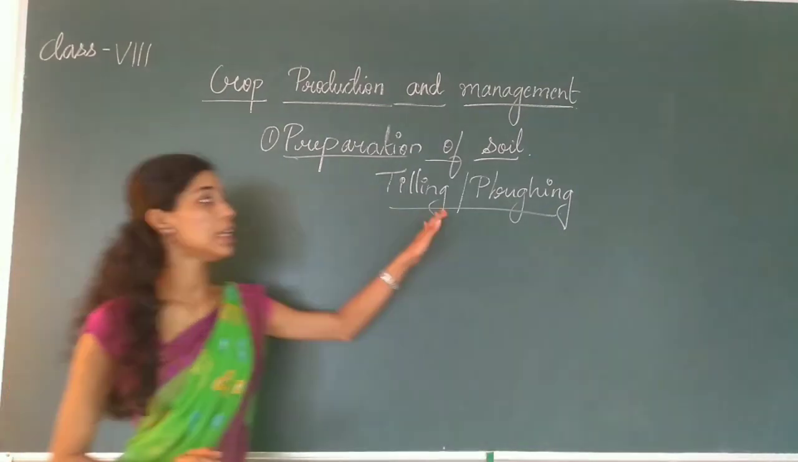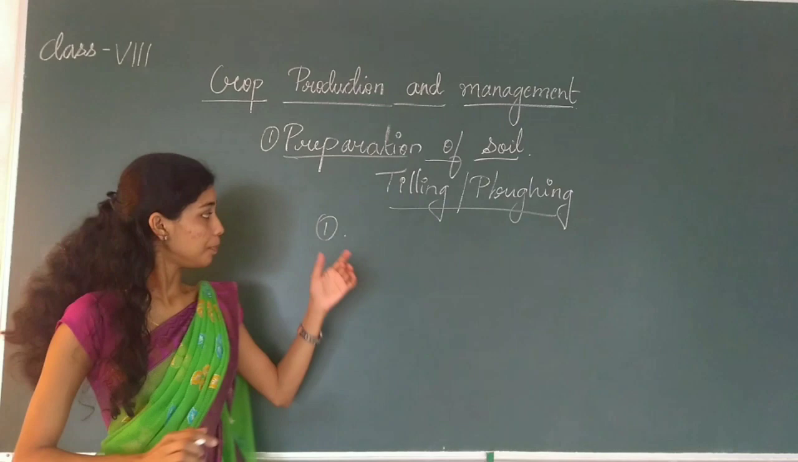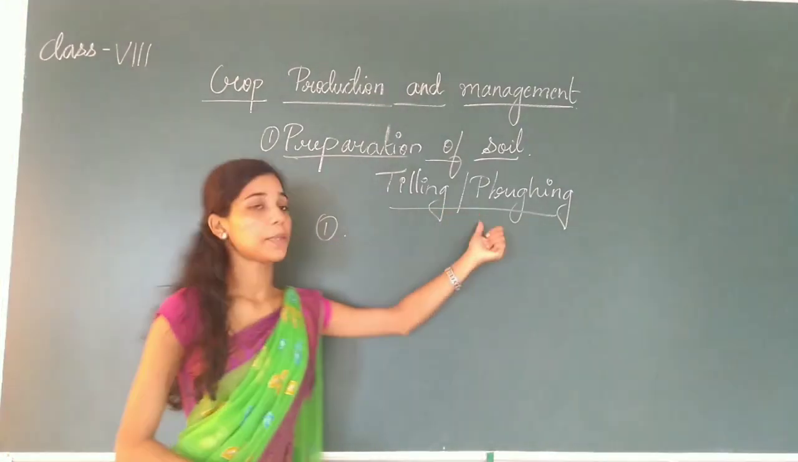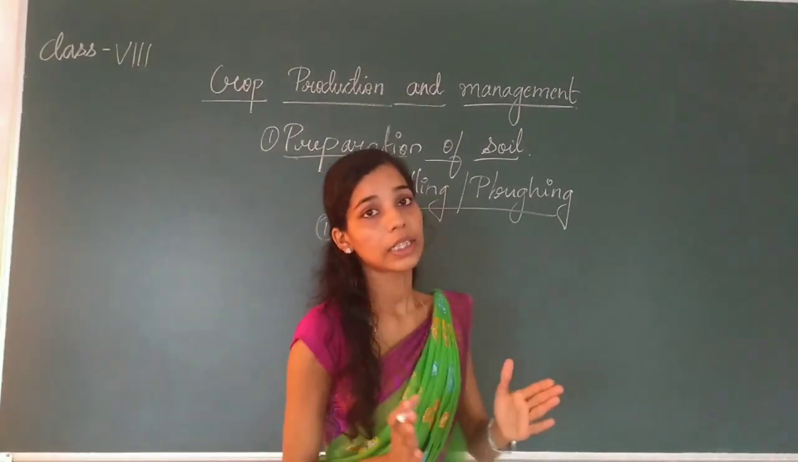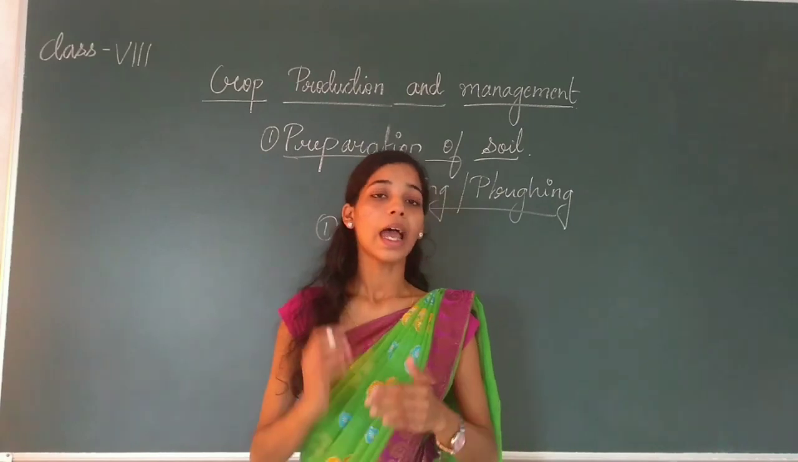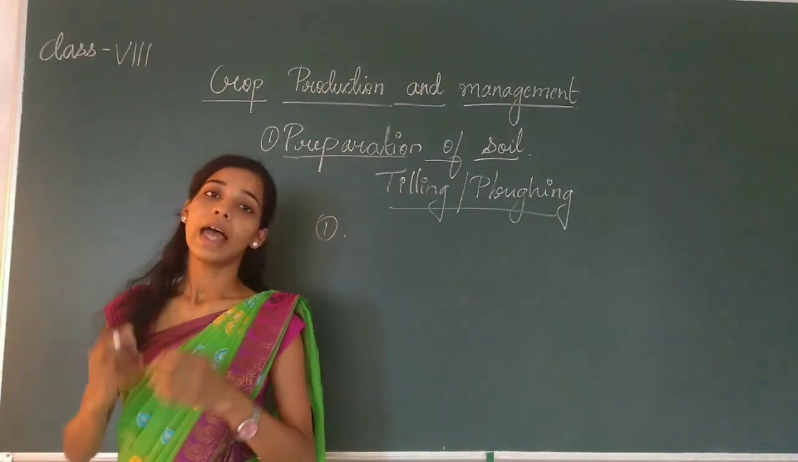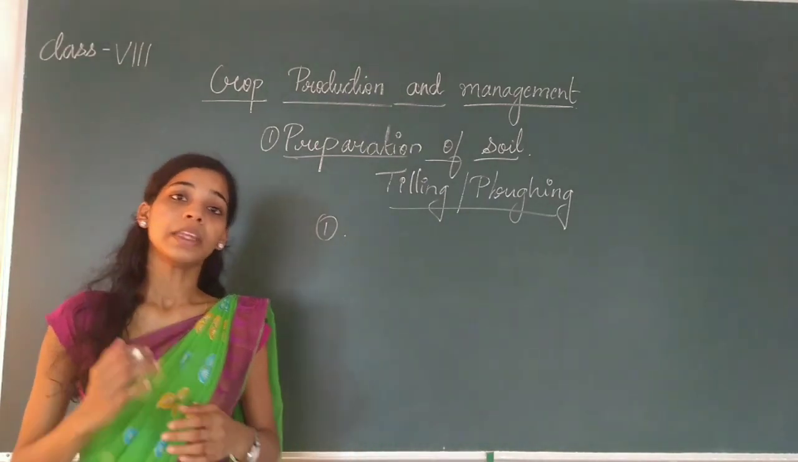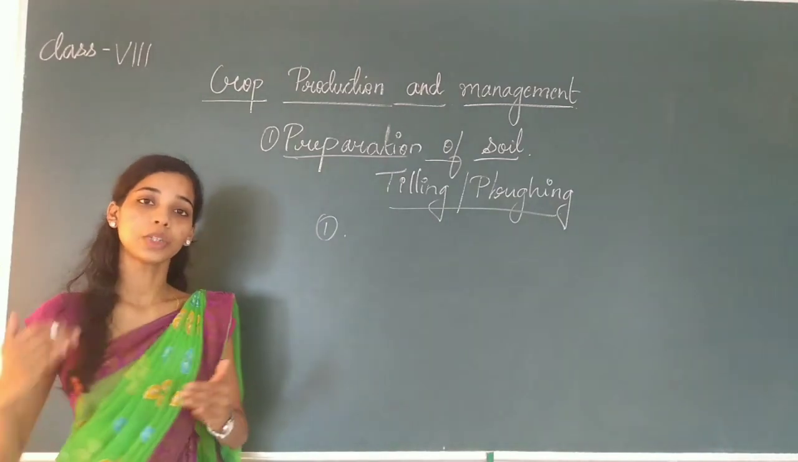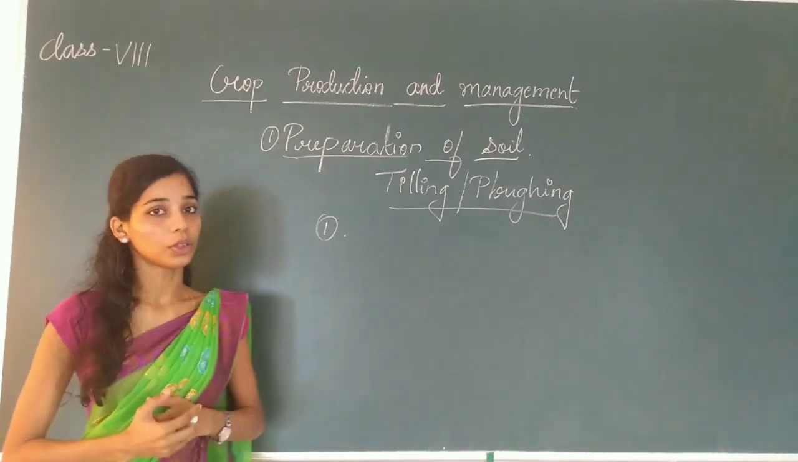Now, why do we need to till or plough a land? It is a very important process. We know that the soil contains air, water, and some minerals, and when the animals and the plants die, they get decomposed in the soil, and the nutrients present in the animals get back to the soil, and the nutrients are absorbed by the plants for their growth.